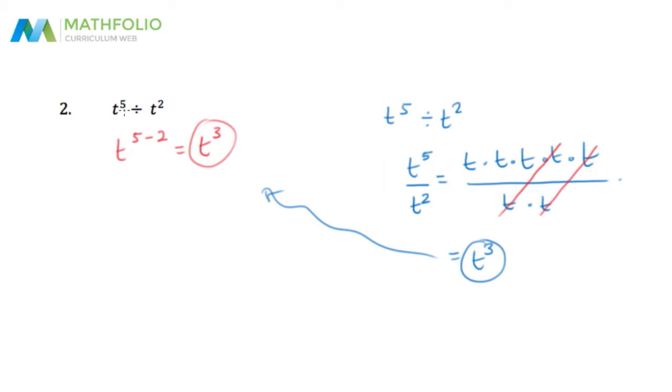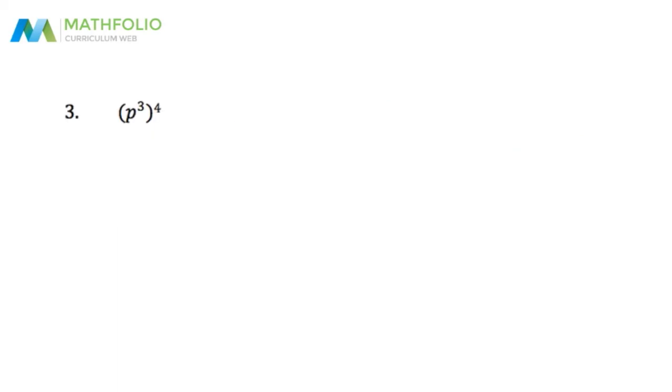And let's just remember the division law only works when we have the same base. So here we've got t and t. And remember the division law, we in fact subtract the second exponent from the first exponent. And it must be in that order. So please do not divide the exponents. The division law of exponents means that we subtract the exponents. Okay, so that was question number 2.